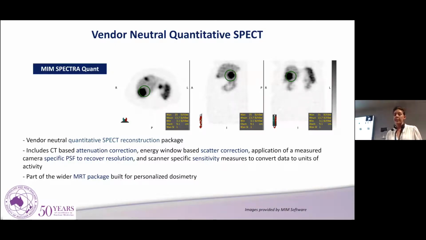It uses the energy window-based scatter correction. So to use this package, there may be modification of imaging protocols so that the correct scatter window is acquired at the time of the study. It can use a point spread function recovery method for resolution recovery, and I believe this can either be found in a lookup table courtesy of MIM or measured on site. And once again, of course, the scanner specific sensitivity factor needs to be applied to that data as well.